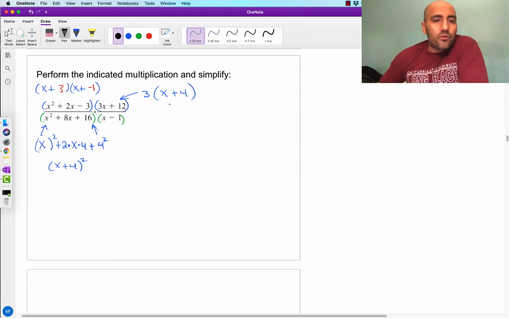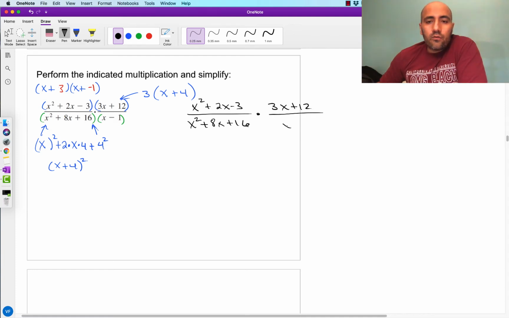All right, let's redo the whole thing. We end up with x squared plus 2x minus 3 divided by x squared plus 8x plus 16 times 3x plus 12 all over x minus 1. And that's going to be equal to x plus 3 times x minus 1 divided by x plus 4, and I'm going to separate it because I'm anticipating something will reduce.